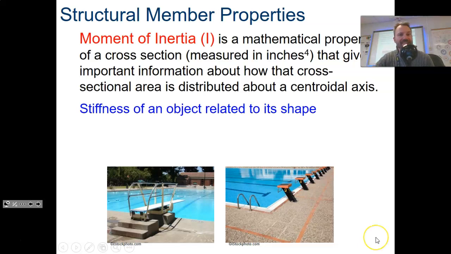Moment of inertia is a mathematical property that is related to the cross-section, and it's how stiff an object is. For instance, they have a diving board, which is pretty bouncy, right? Versus a diving block, which is not. When you jump off this, you want this to be rigid. When you jump off a diving board, you want that to be very flexible. How stiff an object is is related to its shape.